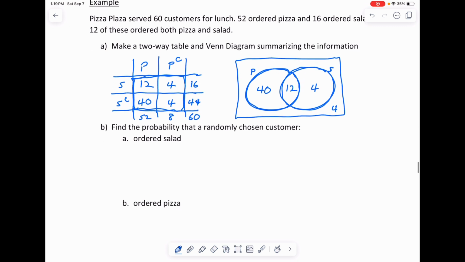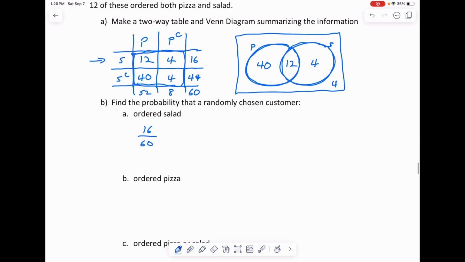Okay, so now that we have that, let's go ahead and find some probabilities. It says find the probability that a randomly chosen customer ordered a salad. All right, so if we look at either one of these, the table might be a little bit easier to look at. Basically, I'm just looking at that entire row for salad. 16 people out of the 60 ordered a salad. Now you can reduce that, you can put it into a decimal. I'm just going to leave it for the purpose of this activity.